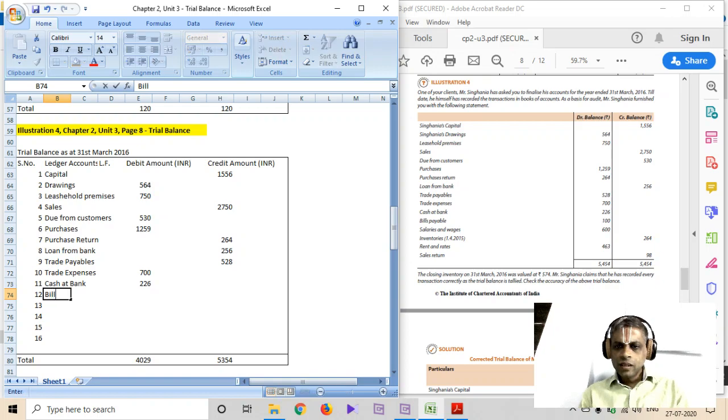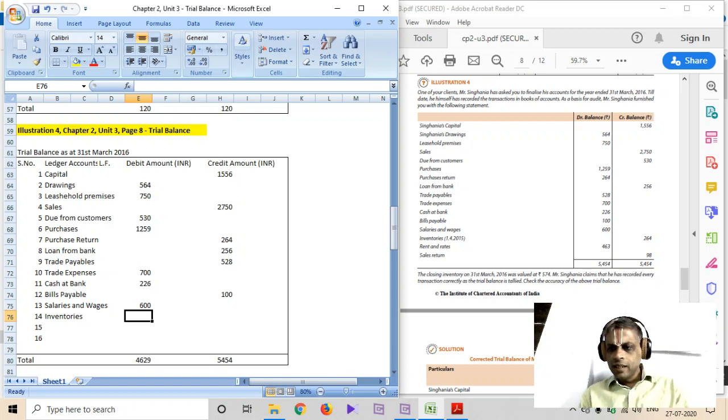Bills payable. Bills payable is a credit balance 100. Here it is given as debit, so move it. And salaries and wages. Salaries and wages, debit balance 600. Salaries and wages expenses, debit balance. Inventories. Opening stock is given here, whereas the inventories as at closing is 574, and here it is given as credit balance. Closing balance should be 574.